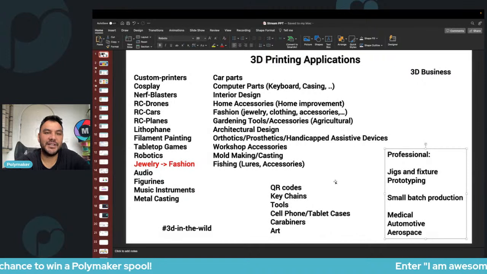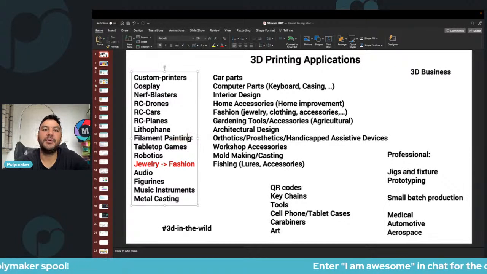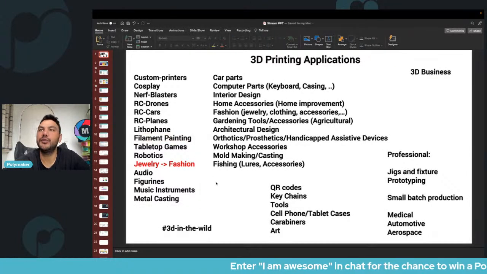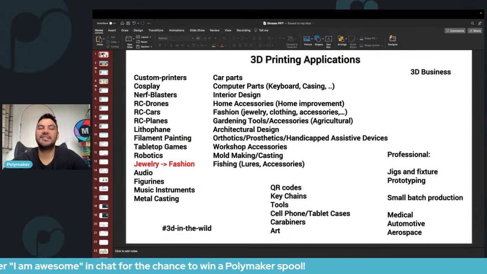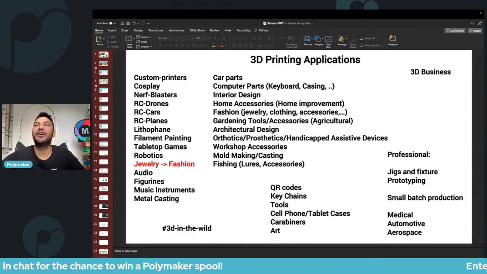HueForge, yeah, it's already there. Filament painting is the application. HueForge is the software that allows you to do filament painting. But right now it's the only one, so it's basically called HueForge.